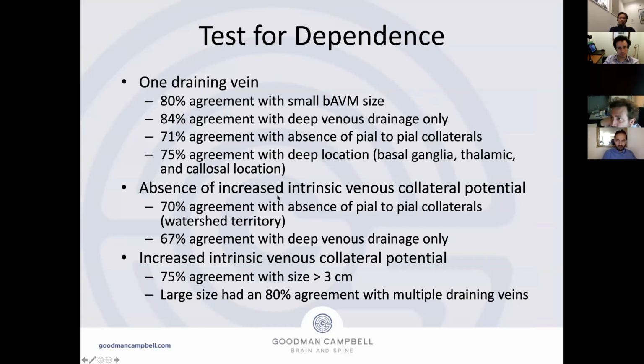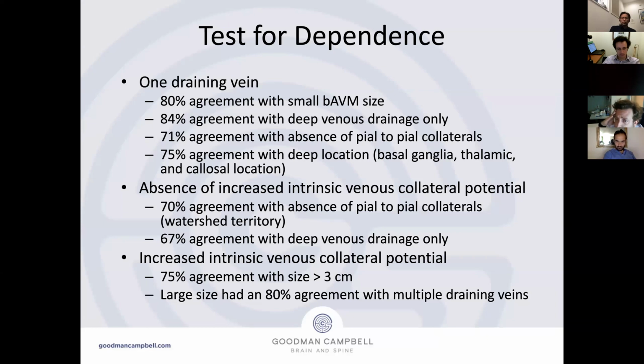If you look at absence of intrinsic venous collateral potential, you had a 70% agreement with absence of PL to collaterals or watershed territory, and a 67% agreement with deep venous drainage only. Again, highly associated with these other variables. And if you look at increased venous collateral potential, you have a 75% agreement with larger size, and large size had an 80% agreement with multiple draining veins as well. So in each case, highly associated.